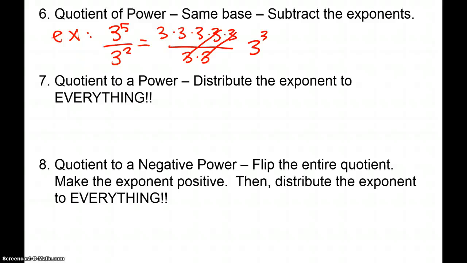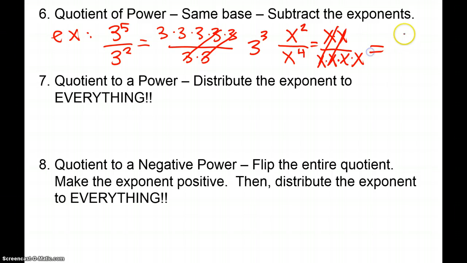I want to do another example for you though. If I have something like this, x to the 2 over x to the, I don't know, 4. This is x times x over x times x times x times x. These two are going to cancel out. You have 2 x's left, but where are they at? They're on the bottom. So there's going to be x squared, and it's going to be on the bottom.